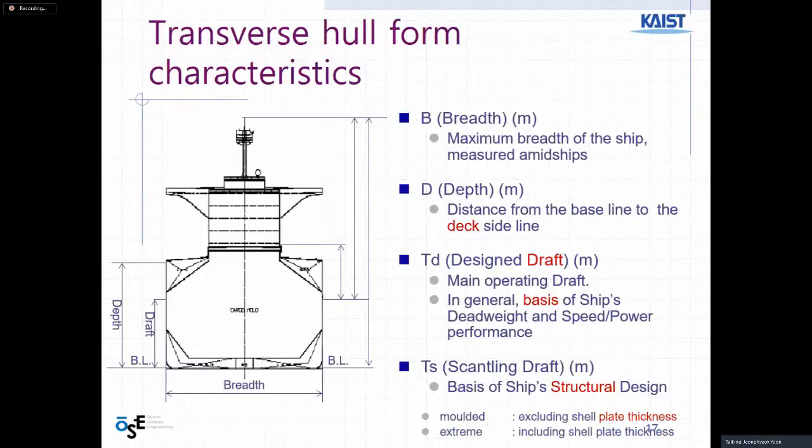So molded means excluding the shell plate thickness. The 2 millimeters is excluded. So inside the line or outside the line, right? A very small change. But in terms of whole volume, it's several tens of tons. That gives you a big difference for the money, cargo, displacement, and also other things.